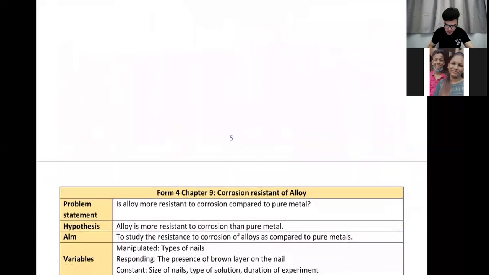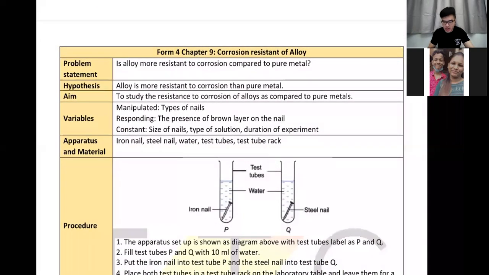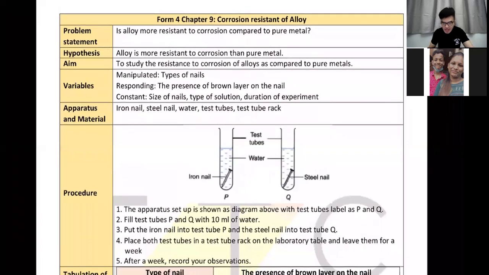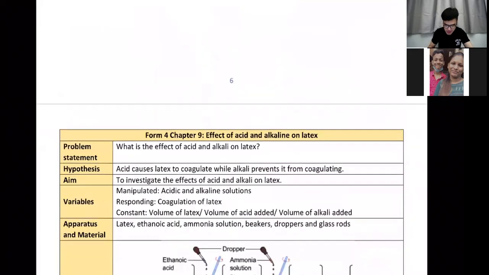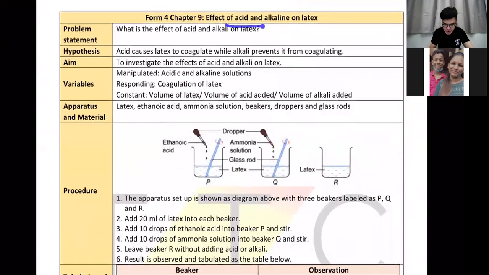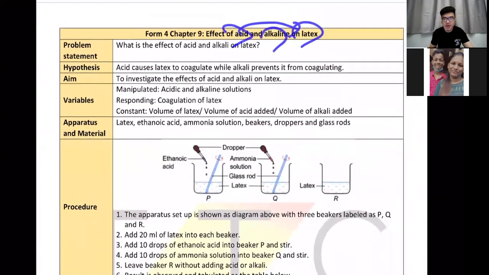All right, so you can test the corrosion resistance of alloy. This one you read it yourself, it's the same thing. Just now I tested hardness, now I test which one will rust easily. As you know, iron will rust, steel will not rust. And of course, the effect of acid and alkaline on latex. If you still remember, when I add acid, it will coagulate the latex. Alkaline will keep the latex in liquid form.